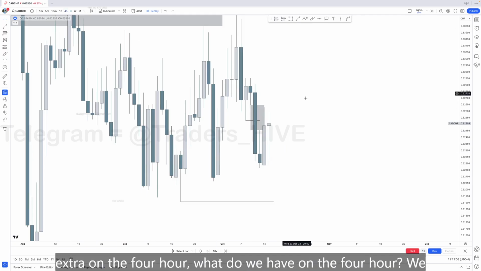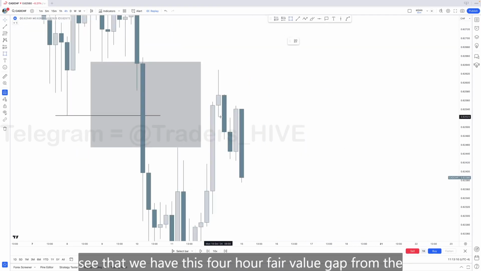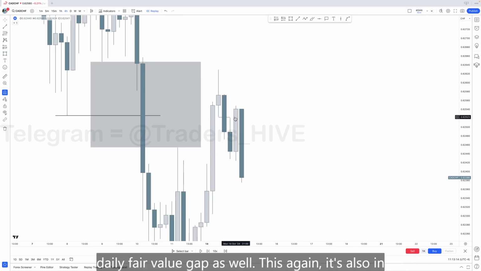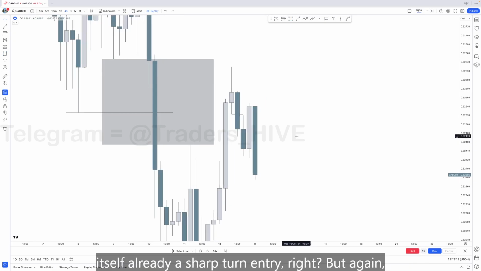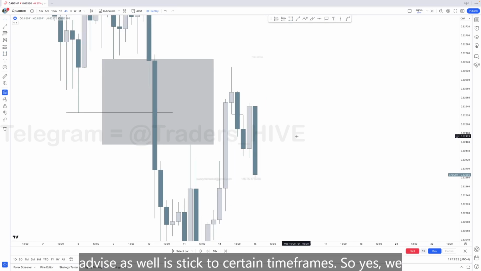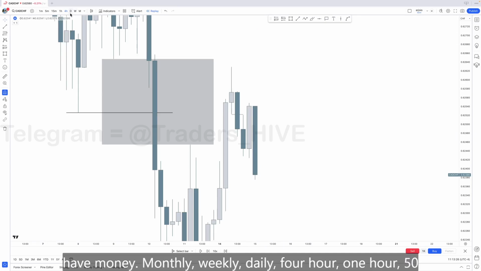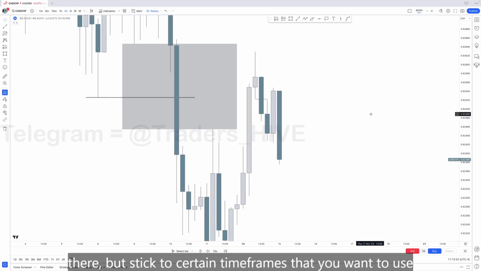On the 4 hour, what do we have? On the 4 hour, we see that we have this 4 hour fair value gap from the daily fair value gap as well. This, again, is also in itself already a sharp turn entry, right? But again, depending on your personal preference, and what I would advise as well is stick to certain time frames. So yes, we have monthly, weekly, daily, 4 hour, 1 hour, 50 minute, 5 minute, and the 1 minute time frame right there. But stick to certain time frames that you want to use consistently.